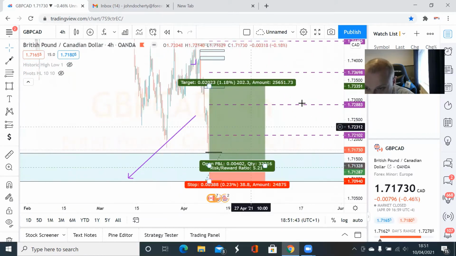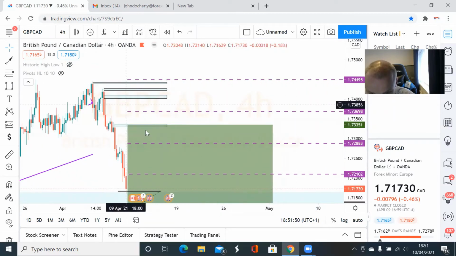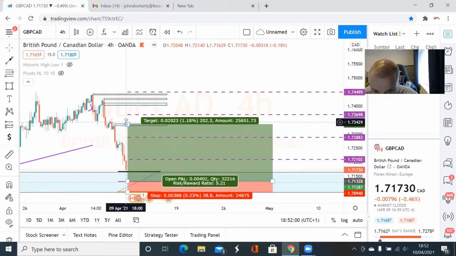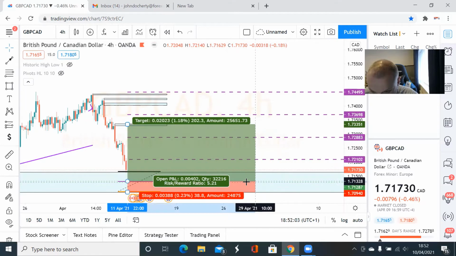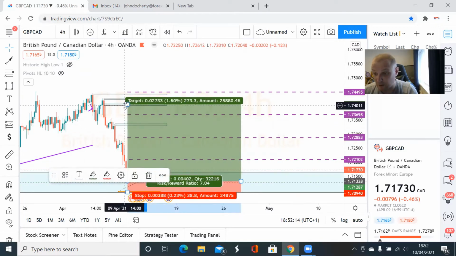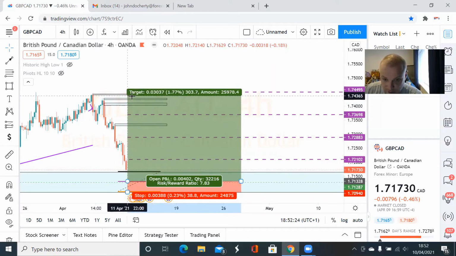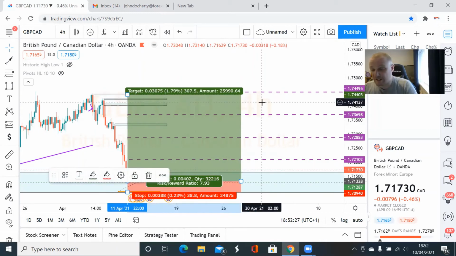Okay, but what we are using, you'll notice these lines up here. You will see these lines that we created are basically the unmitigated areas of the 5 minutes. So these could be potentially target areas on the way up. So on here, we've got a risk to reward of 1 to 5 on the first area. Okay. The second unmitigated area down on the 5 minutes is a risk to reward of 1 to 7. The third one is a risk to reward of 1 to 7.5. And the last one is an unmitigated area on the 5 minute of 1 to 7.93. So it's mainly a 1 to 8 return.